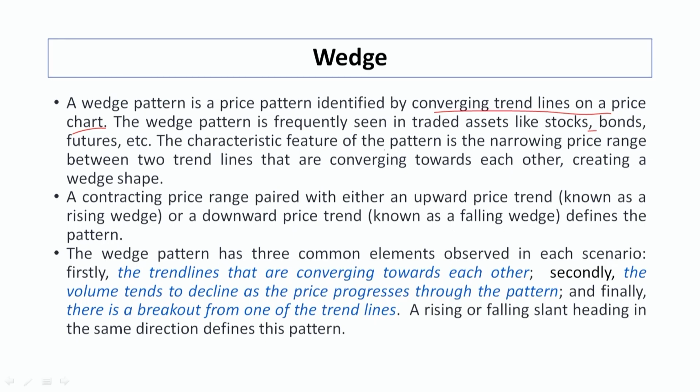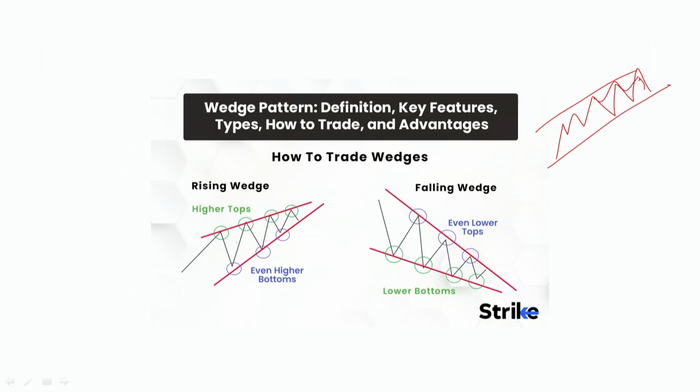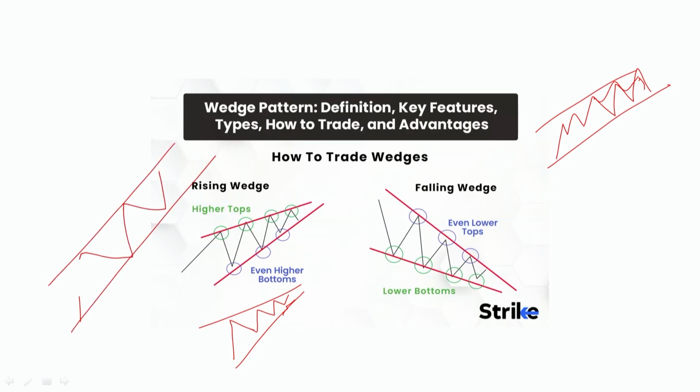The characteristic feature of the pattern is a narrowing price range between two trend lines converging towards each other, creating a wedge shape. So, what is it? This particular shape is showing that it is something like this. Between this, the prices are moving. So, this is a wedge pattern. In the case of a channel, what we are seeing is something like this. So, there is a difference between channels and wedges.